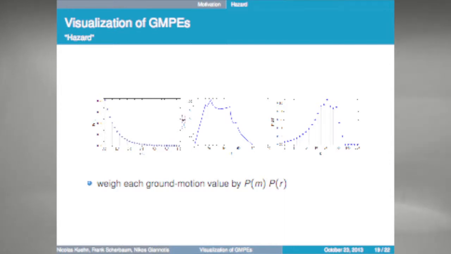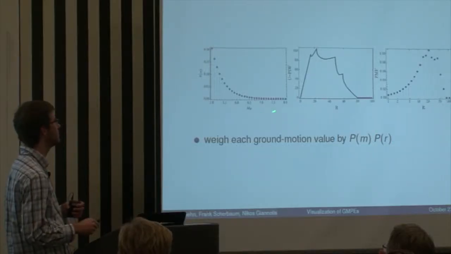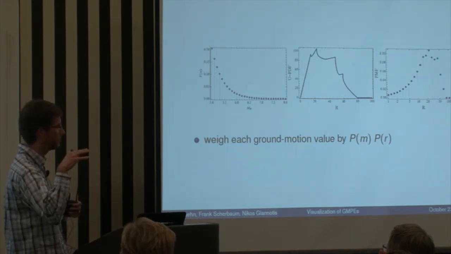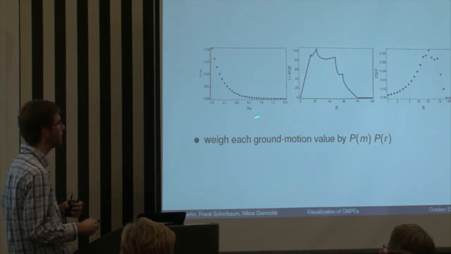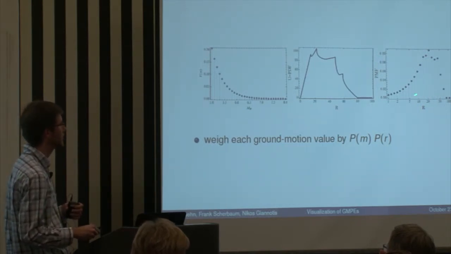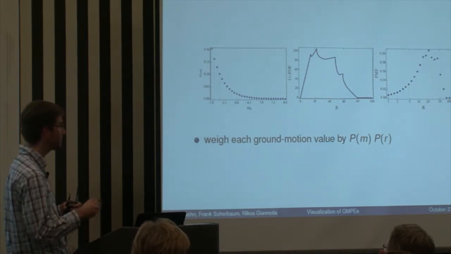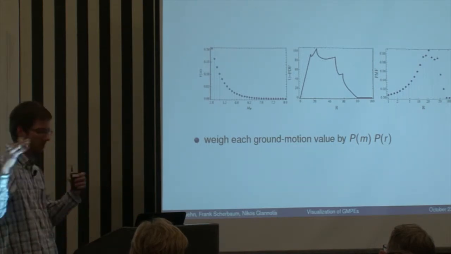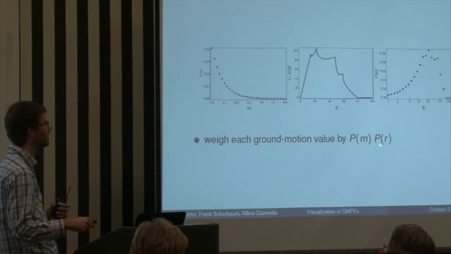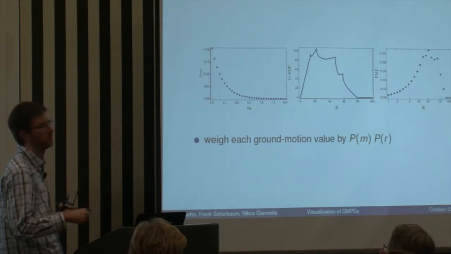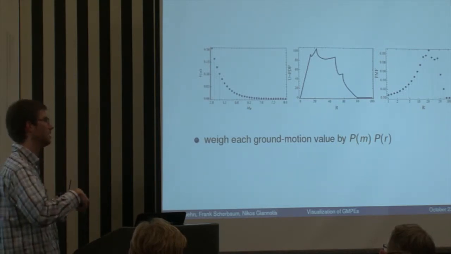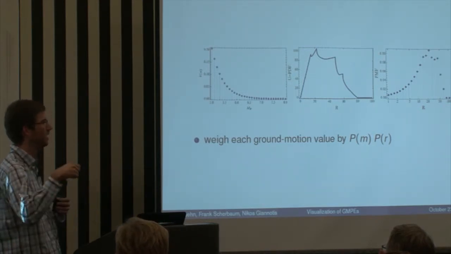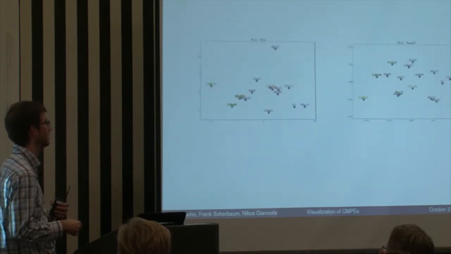So here I have a probability distribution for the magnitudes. I have a probability distribution for distances, which is based on Mülheim-Kärlich in Germany. This is continuous, and this is then the discretized version. Then I weigh each ground motion value in this long vector by the probability of the magnitude and the probability of the distance. Then I visualize those vectors instead of the real ground motion value vectors.